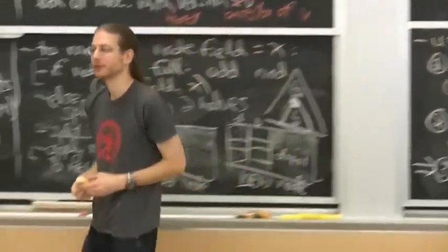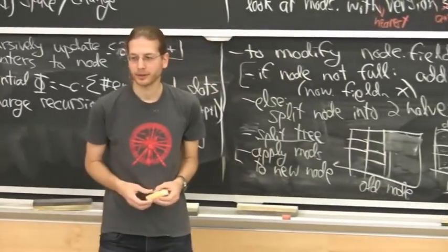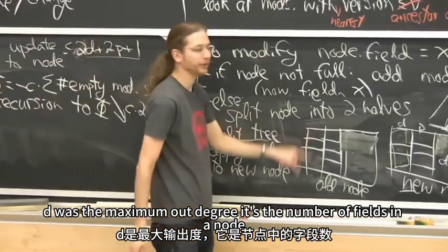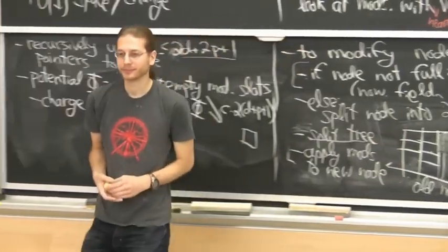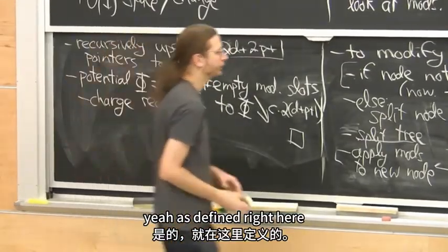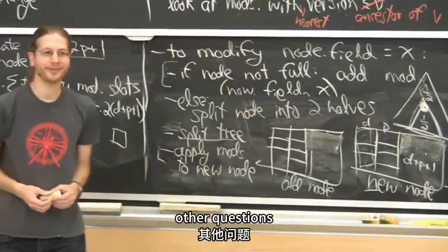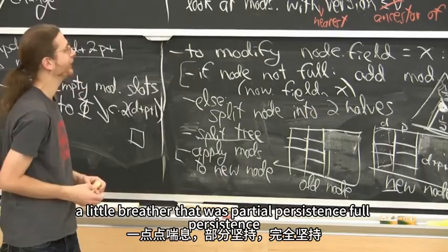Good question. Remind me what D is again? Oh, D was the maximum out degree. It's the number of fields in a node. Yeah, as defined right here. Other questions? Okay, a little breather.